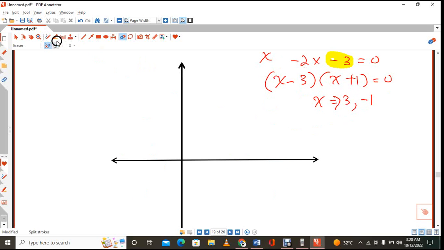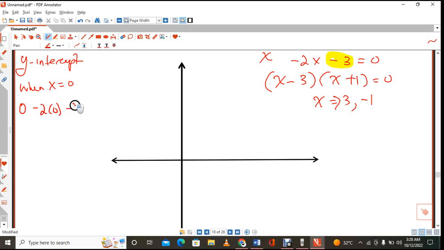All right, so I know that the y-intercept is when x equals 0. So when you have 0 minus 2 times 0 minus 3, that gives you the y-intercept. In this case, the y-intercept is nothing but -3. We also know the turning point from my work before was 1, -4.